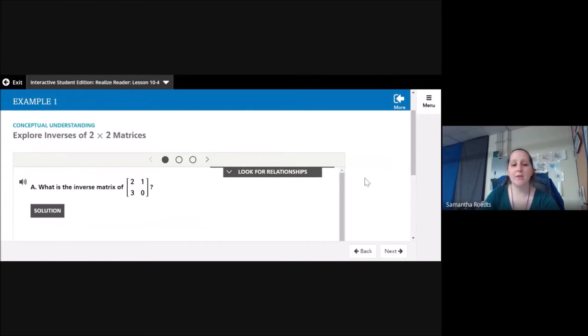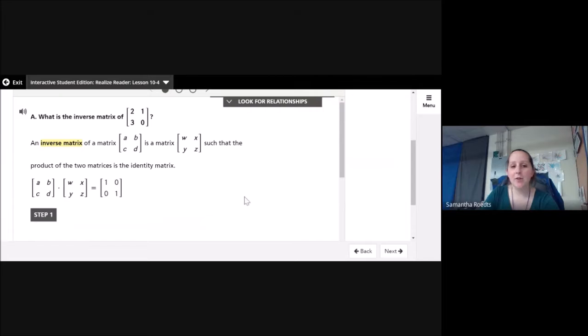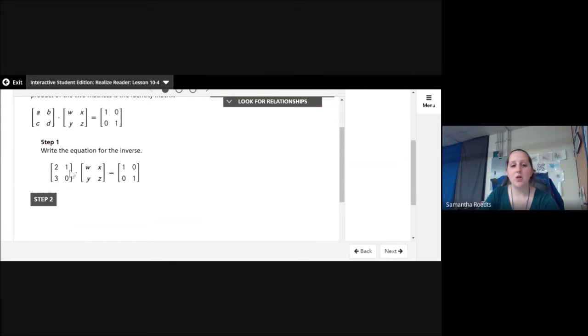Example 1, explore inverses of 2 by 2 matrices. What is the inverse matrix of [2, 1; 3, 0]? An inverse matrix of a matrix ABCD is a matrix WXYZ such that the product of the two matrices is the identity matrix. So I want to write the equation for the inverse. I use my original matrix times my WXYZ. You don't have to use those variables. You can use whatever variables you'd like, equals the identity matrix, [1, 0; 0, 1].